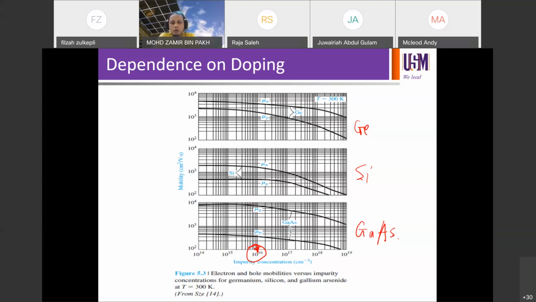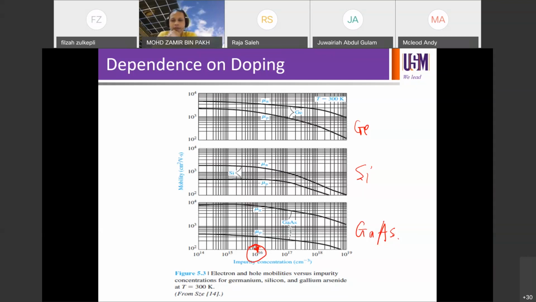Why do you think this mu n or mu p property is important? Where do you want to use this mu parameter in the device? Why is the mobility important? Since gallium arsenide is the highest one in terms of the mobility, what is the best device to make out of gallium arsenide in this case? The highest electron mobility if you compare to these three.